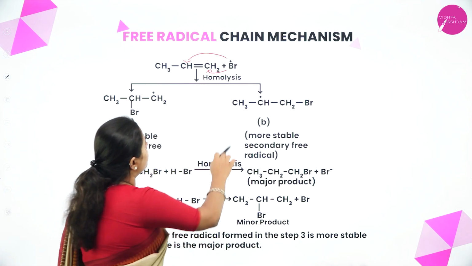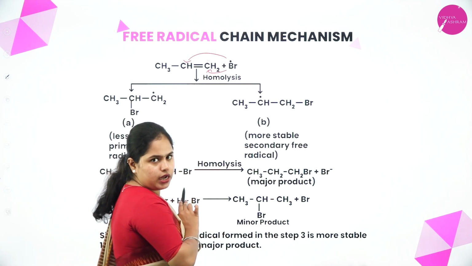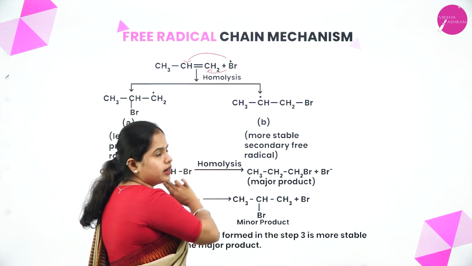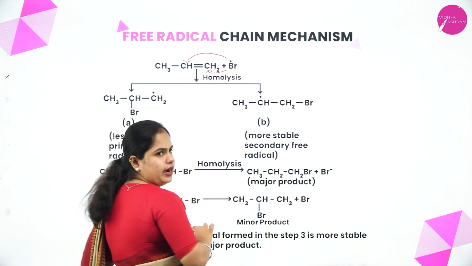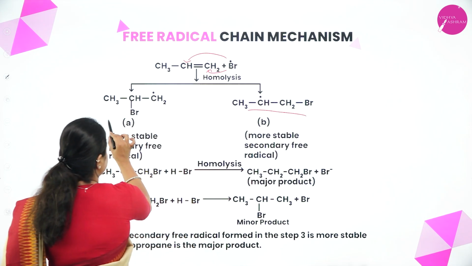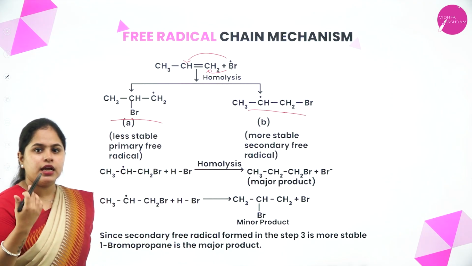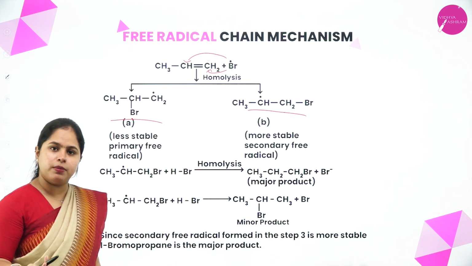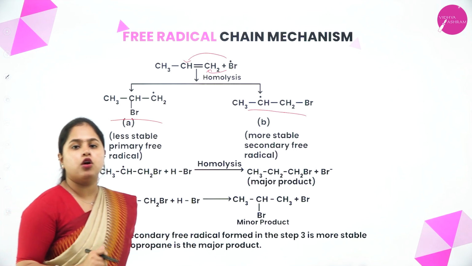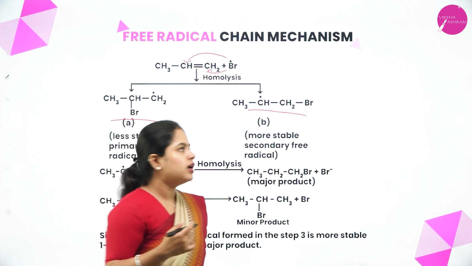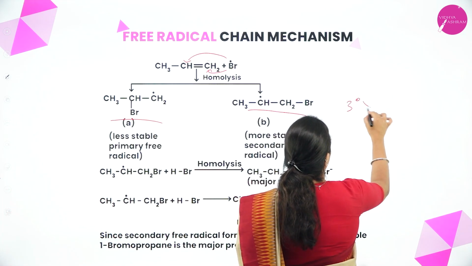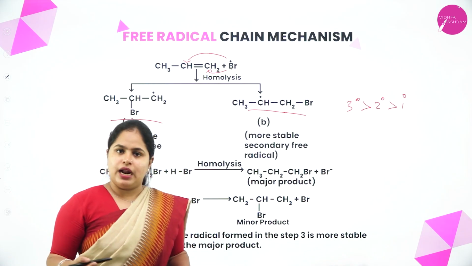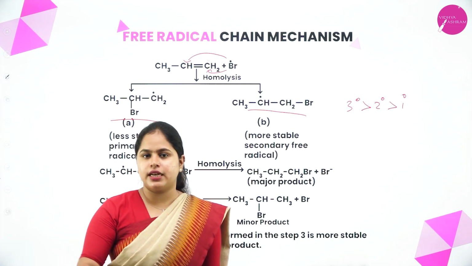Now, if the bromine is getting attached to this particular carbon atom, what will happen? CH3CH, CH2Br you will get, and this carbon will get the free radical. So these are the two products you can see. Again, we have to compare, like what we did in the Markovnikov rule. Out of these two, which is more stable? Even for free radicals, we have studied the order of stability. It is again tertiary, secondary, primary, the same as that of carbocation. So tertiary free radical is more stable, then secondary, then primary.